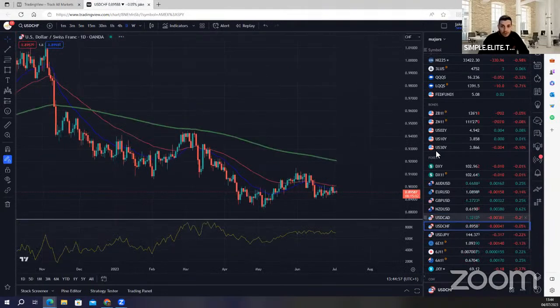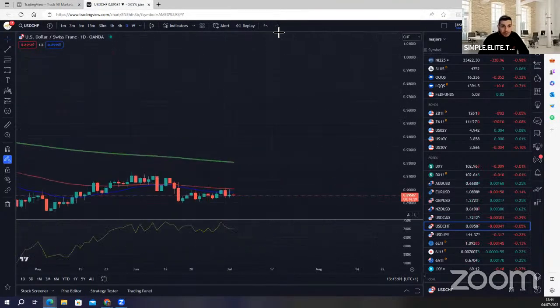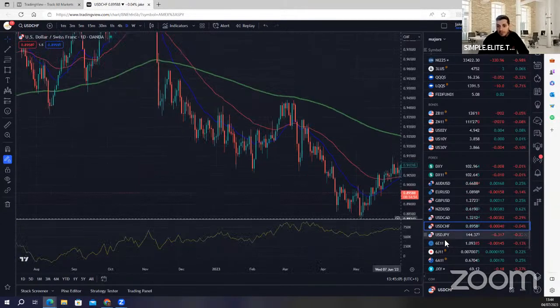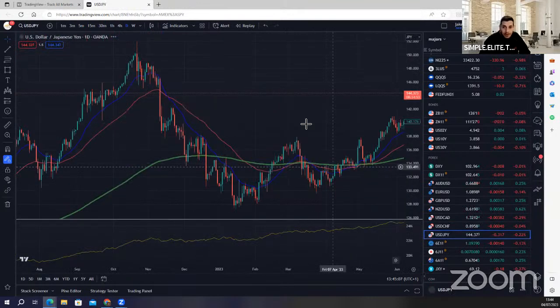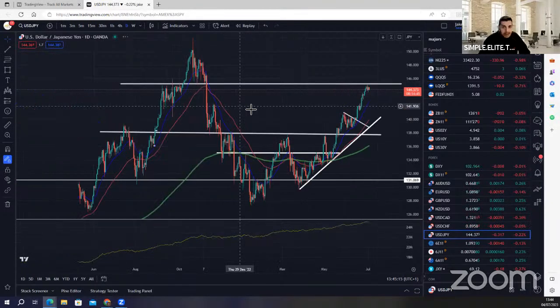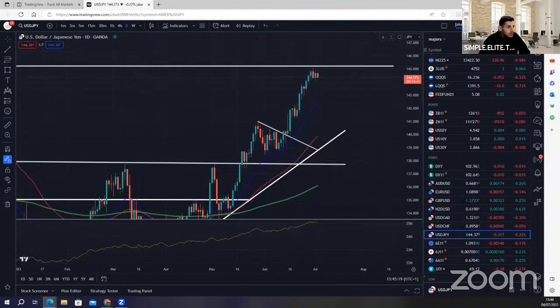Moving on, dollar Swiss franc is not on my list because it's not a nice price action. So I'm moving on. Dollar yen, finally, we touched this resistance level that we talked about last week, 145. And now it looks like it starts to reject.